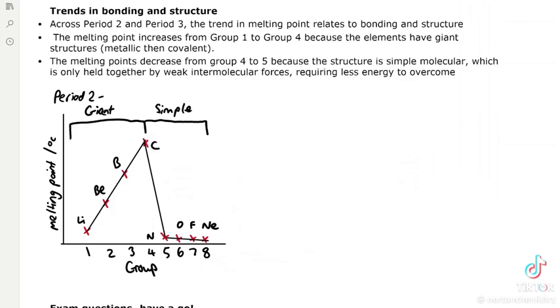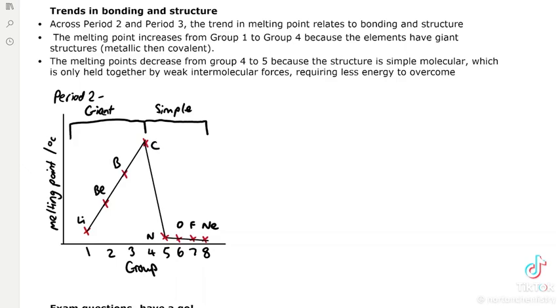Then we have some periodic trends in bonding and structure. So across period 2 and period 3, the trend in melting point relates to the bonding and structure. The melting point increases from group 1 to group 4 because the elements have giant structures, so metallic first and then covalent. The melting points decrease from group 4 to 5 because the structure goes from giant to simple molecular, which is only held together by weak intermolecular forces, which require much less energy to overcome than covalent bonds.